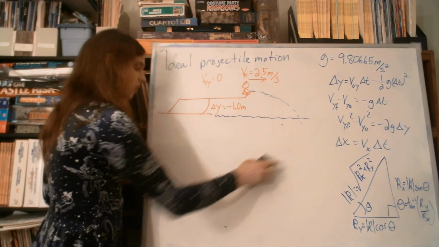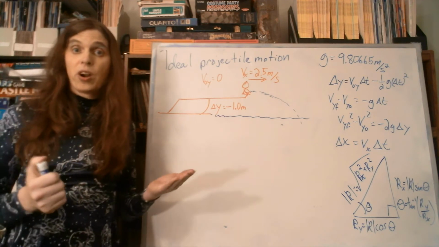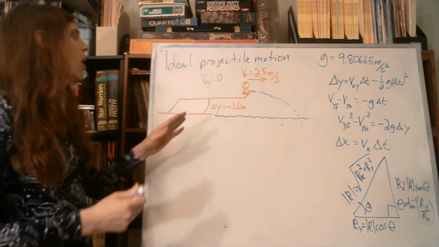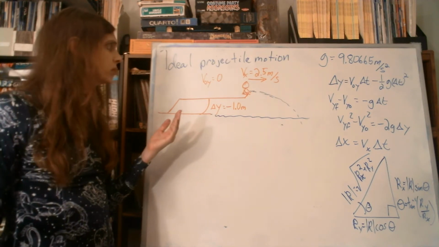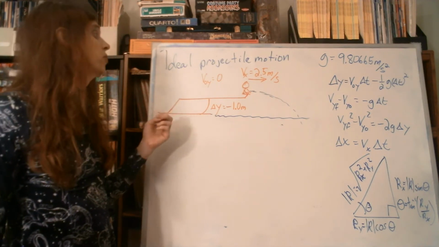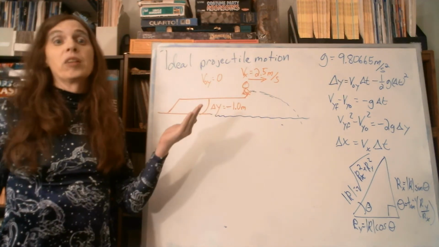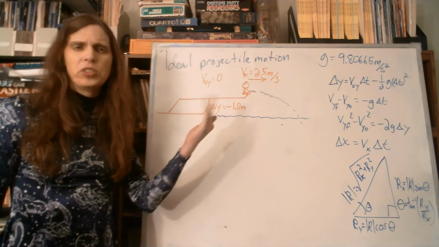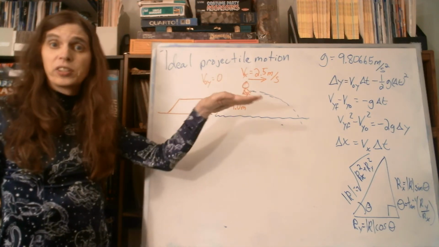Okay, so the problem we've got here that I want to play with to start is this. Let's say that we have a person who's going to run off the end of the diving board and do a cannonball. I've drawn them doing a cannonball. They could be jumping or diving or whatever, but they're going to go straight off horizontally.